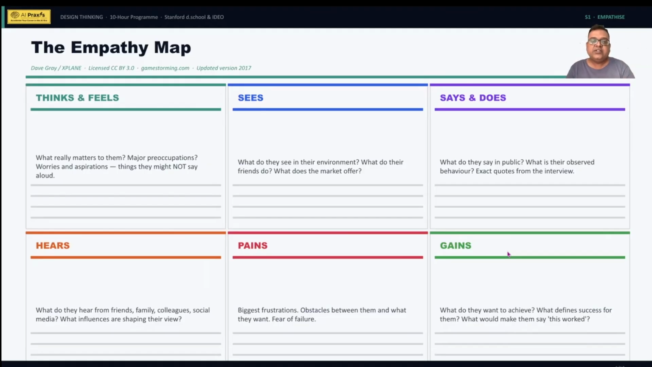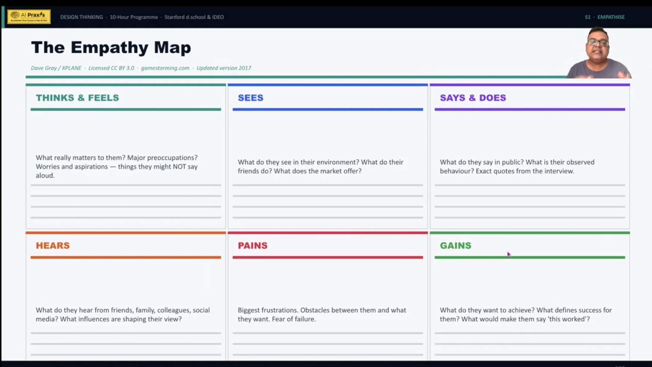Okay, so let's start with the center of the map. What is the user thinking and feeling? Right, this is the user's inner world, their worries, their hopes, their fears, their dreams. Sometimes people tell us these things directly, but often they don't. You may need to infer them from pauses, from body language, tone of voice, or the gap between what they say and what they actually do.